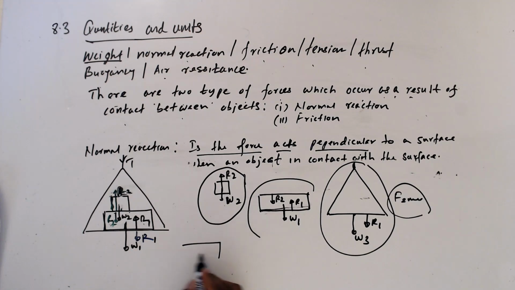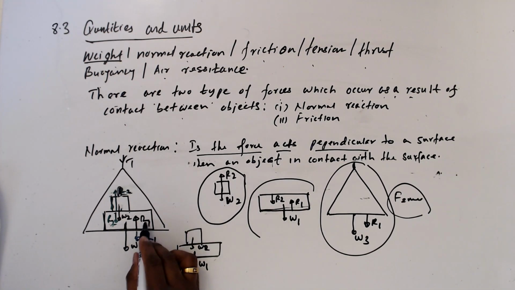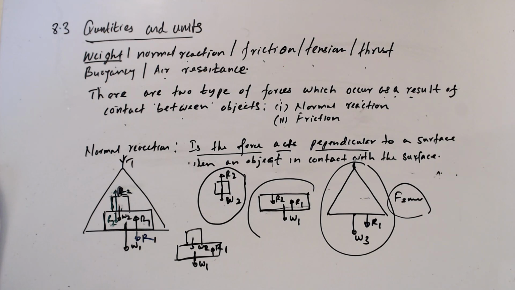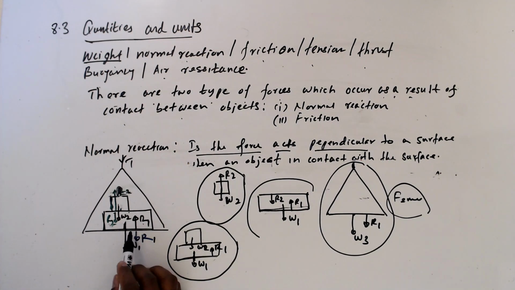But if you consider this weight and this weight only with the scale surface, this one and this one only, then you can see W1 here, W2 here, W1 here, and this R1 here. So you consider both objects together. Why is this R1? Because we know that every action has an equal and opposite reaction according to Newton's law.